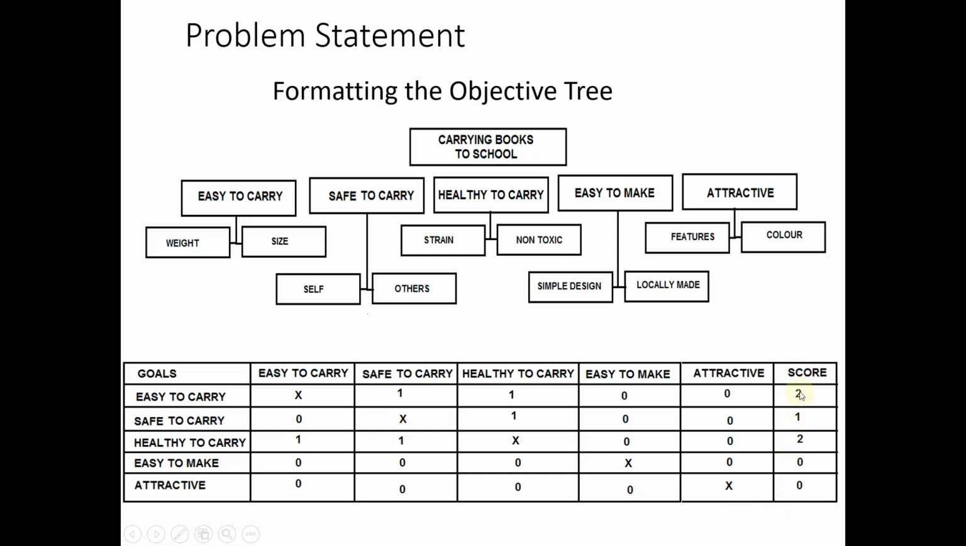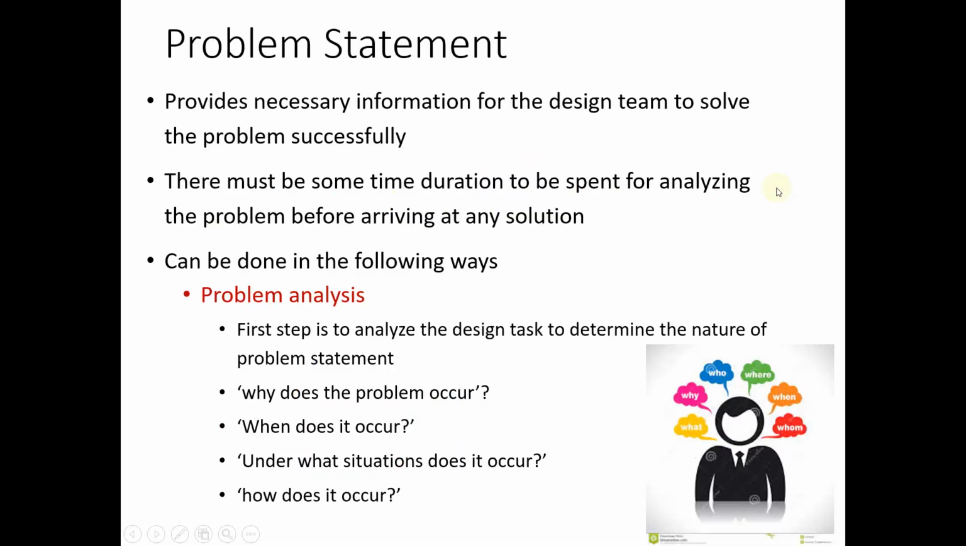So here we can see that easy to carry and healthy to carry are the two major goals that must be satisfied. After that, it should be safe to carry. So like that, we put a score to each of these objectives or goals. Then the problem statement provides necessary information for the design team to solve the problem successfully. So it is necessary to give maximum detail to the problem statement. Only then the design team can fully understand the requirements and work accordingly.